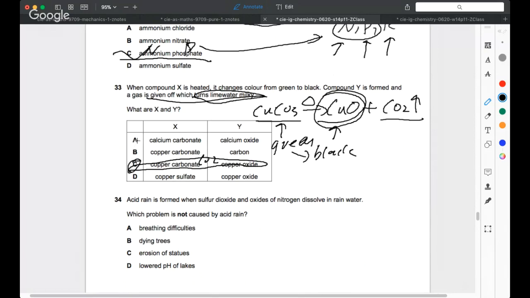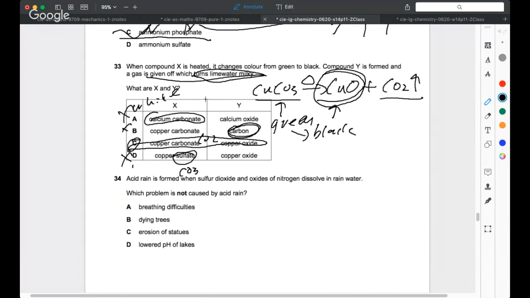The reason it's not A is because calcium carbonate is white. So that is not the right answer. And B is not right because you are left with copper oxide. And D is not right because you have sulfate here, but we need carbonate to give off carbon dioxide. So C is the right answer.